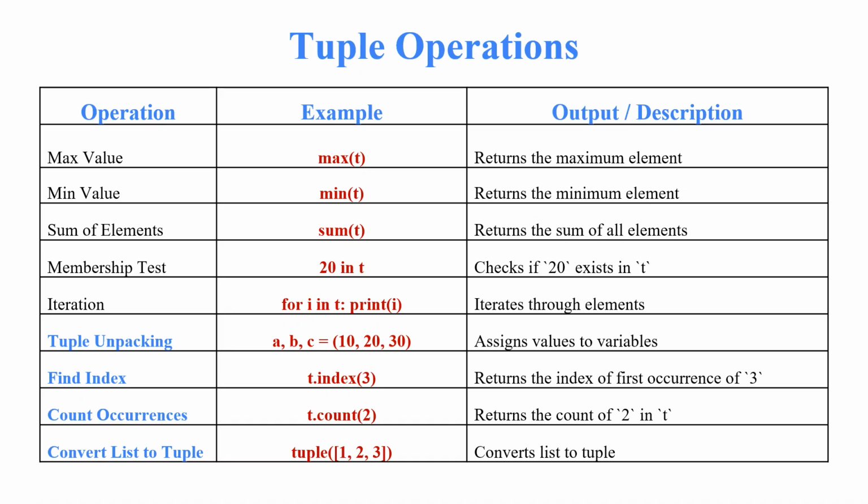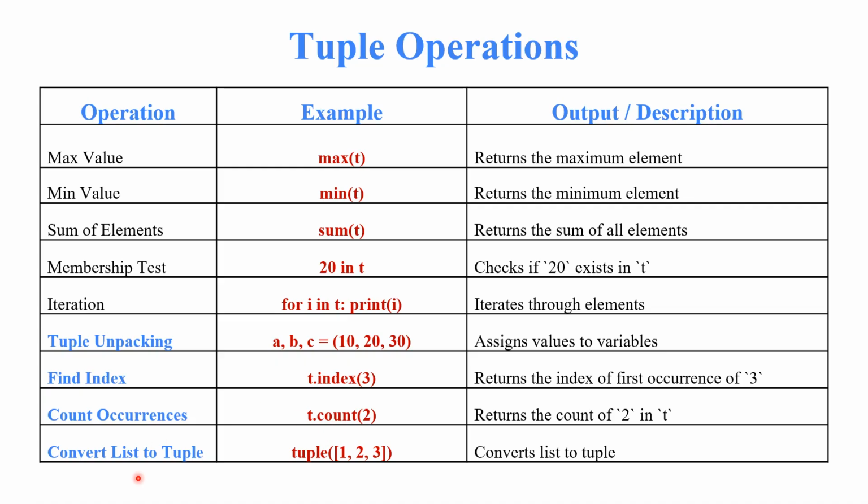Then the index function returns the index of the first occurrence of the element you specify here. Now we have specified 3, so it will return the index of the first occurrence of 3 in your tuple. Count returns the number of times the element is present in your tuple. Suppose here we are giving t dot count of 2, it returns the count of 2 in your tuple.